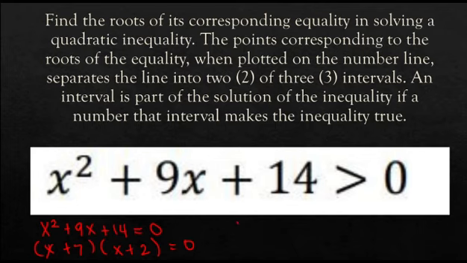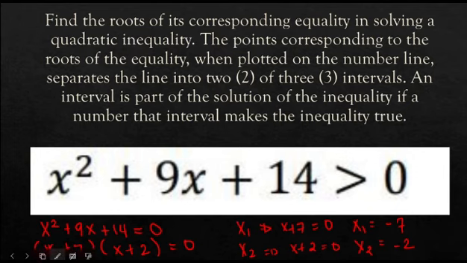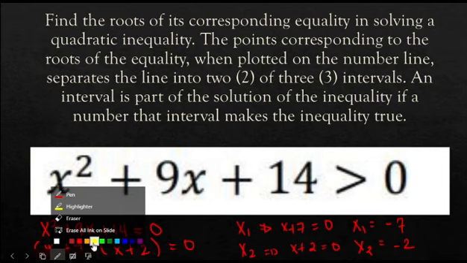Then we get the values of x sub 1. That is x plus 7 equal to 0. So x sub 1 is negative 7. Then for x sub 2, we have x plus 2 equal to 0. So x sub 2 is negative 2. So our solutions are negative 7 and negative 2. So this will be used on the number line. So let's proceed with that. So while I'm doing this, you start your own also.